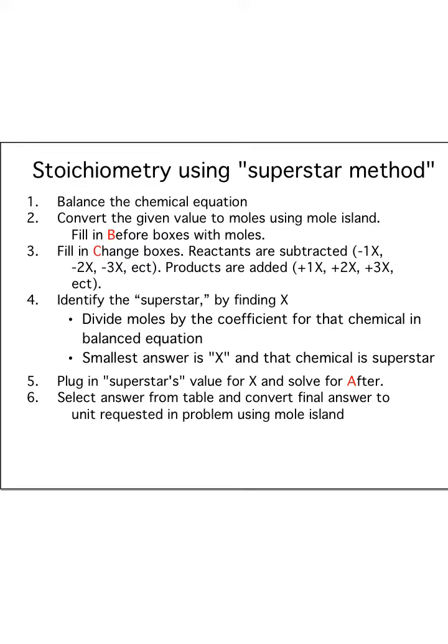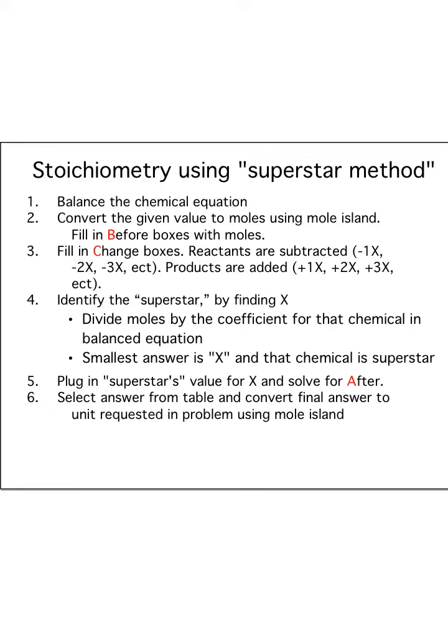Next, we need to find the superstar, and we do that by figuring out x. So we take the moles in our before and divide it by the coefficient for each reactant. And whatever value is smallest, that is our x, that's our superstar, our limiting reactant. Okay, then we plug in that superstar's value for x, and it's all about the superstar.